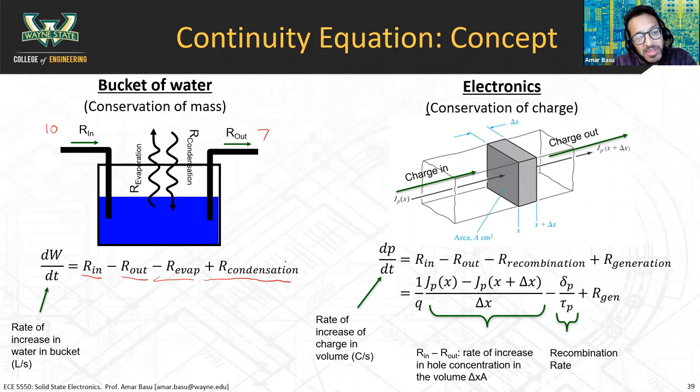Even when you put these two additional processes in there, you still have a similar differential equation, just with two extra terms. dW/dt is the rate of change of the water in the bucket. If this term is positive, that means the water level is increasing. If dW/dt is negative, that means the water level is decreasing. What's going to happen at steady state? What happens at steady state?